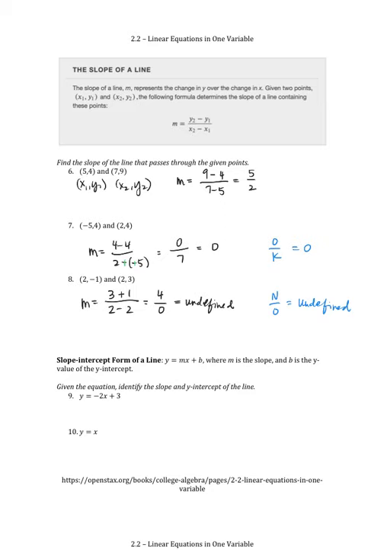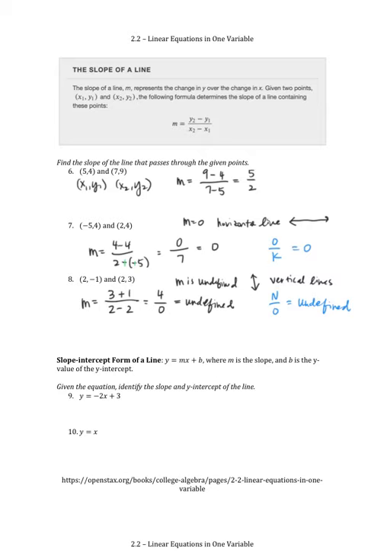These are for special cases. So if you get a slope of 0, this is going to be a horizontal line. So it looks like this. Okay? A horizontal line always has a 0 slope. Okay? If you get an undefined slope, that's always going to be a vertical line. So vertical lines always have an undefined slope. Make sure you know that information.